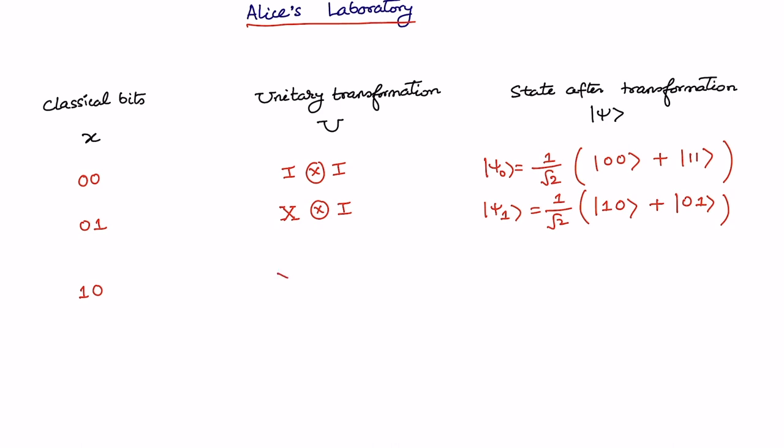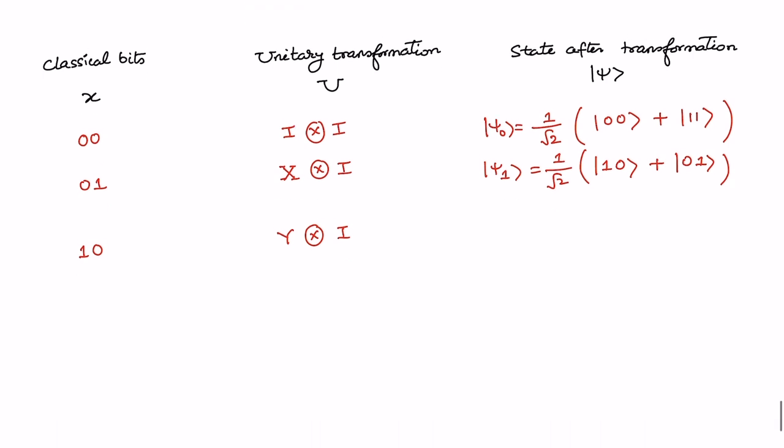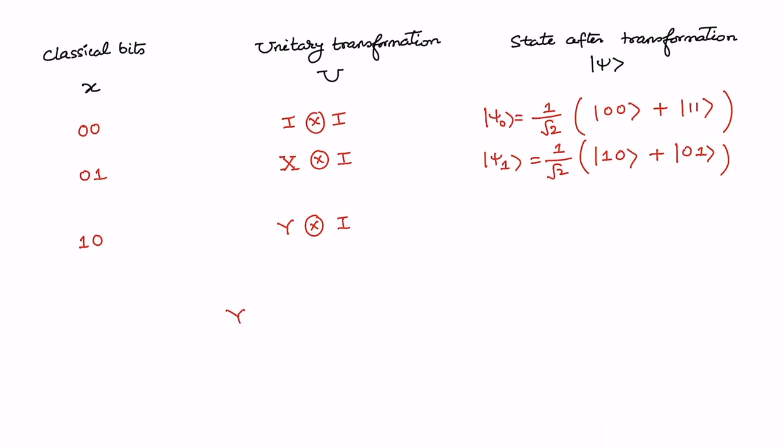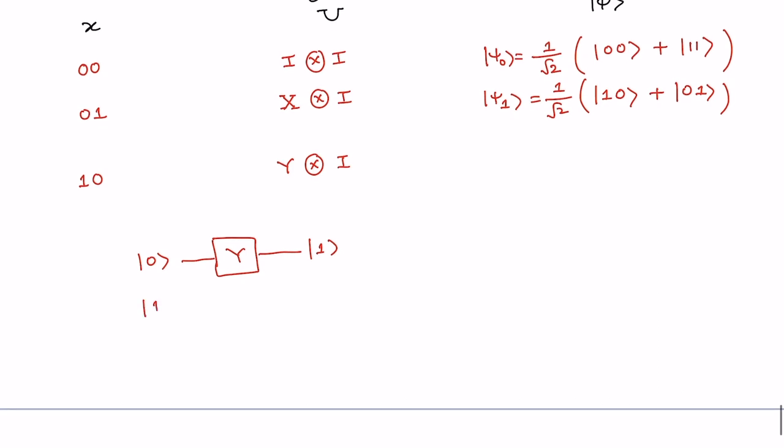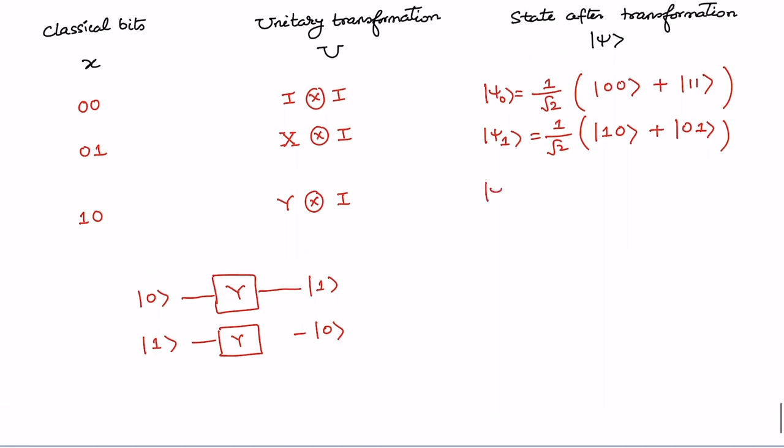Now say classical bits 10 are to be sent by Elise to Bob. Then Elise is going to make the Y gate operation on her qubit, Bob's qubit remaining unchanged. A Y gate is just like a NOT gate, only with some difference. If |0> is applied at the input, then the Y gate flips it to 1, but if the input is |1>, then the Y gate flips it to 0 but with a phase change of pi, so a minus sign will appear. Because of this Y gate operation, the state after the transformation will be 1/√2. If Elise's qubit is 0, then it will become 1 and Bob's qubit remaining unchanged, and if Elise's qubit is 1, it will become 0 with a phase change of pi, so a minus sign will be there and Bob's qubit remaining as it is. So this is the state we'll get because of Elise's operation.